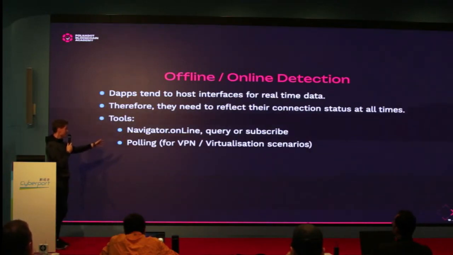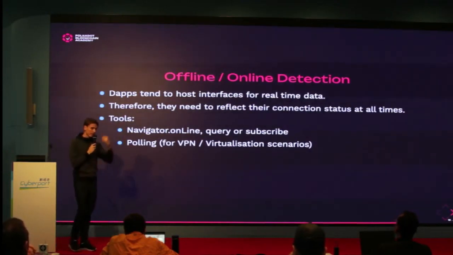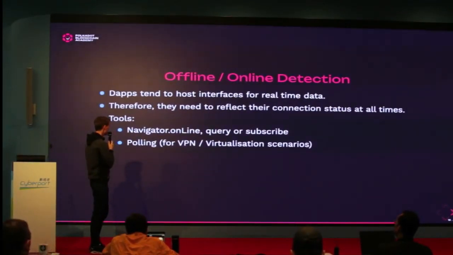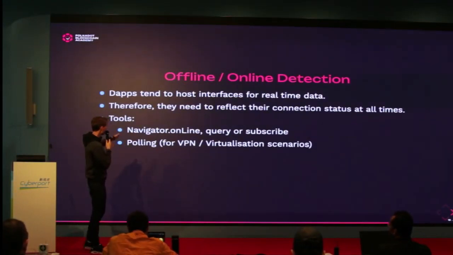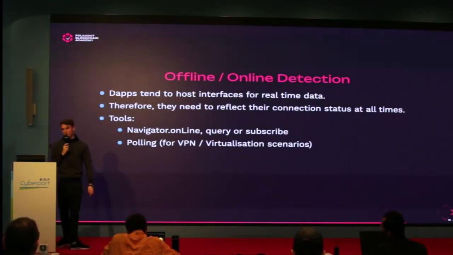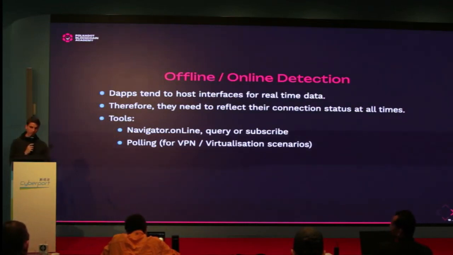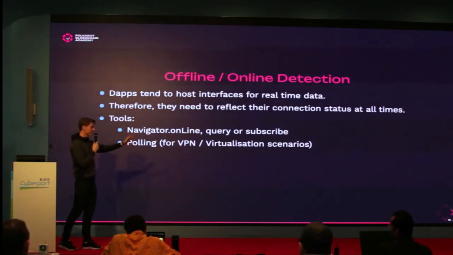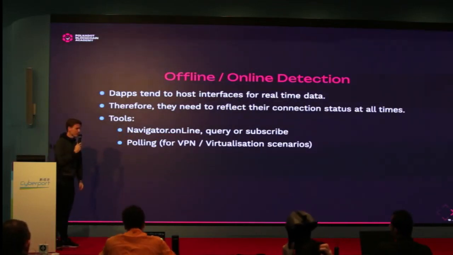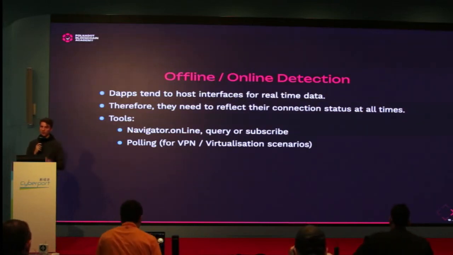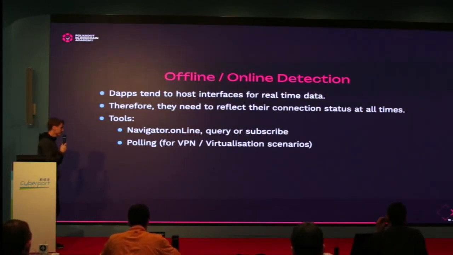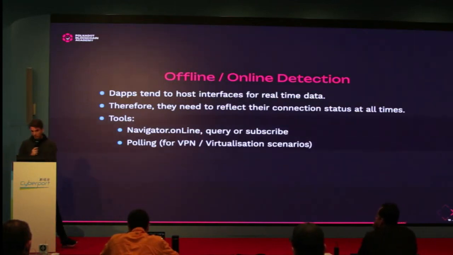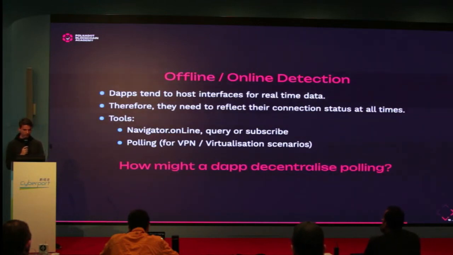There's also another way, polling. Every few seconds, I might want to try and contact Google or something to determine if my DApp is online. So why would we do this if we have Navigator Online? Well, Navigator Online sometimes returns false positives. If I have a VPN turned on, or if I'm using virtualization software, it might think I'm online even if my Wi-Fi is turned off. It will be offline in reality, but it will still think we're online. So polling is also important.